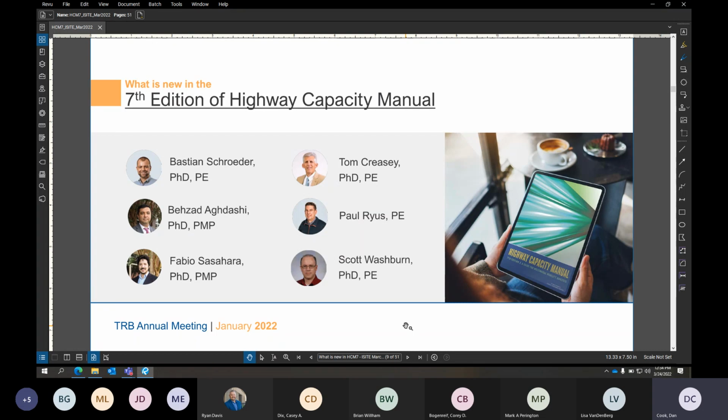So Dr. Bastian Schroeder, Dr. Bahar Dadashi, Fabio Sasahara from University of Florida McTrans Center, Dr. Tom Creasy, who is the outgoing chair of our committee, he's with Caliper Corporation, Paul Ryus with Kittelson Associates, and Dr. Scott Washburn, who's a professor at University of Florida. So also credit to McTrans Center at University of Florida. They produced a lot of the slides that went into this session. So I just want to give them some credit too, but I'm not going to go through all of them. I pulled out slides that I thought would be good to talk with you about today.